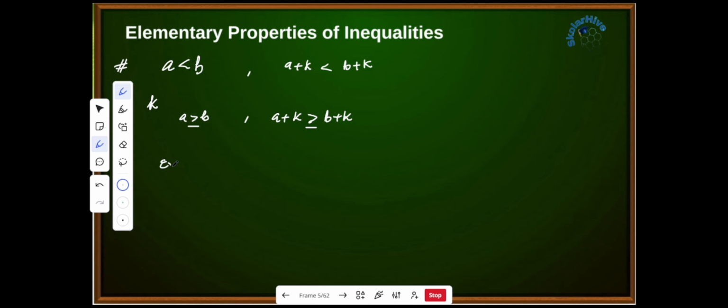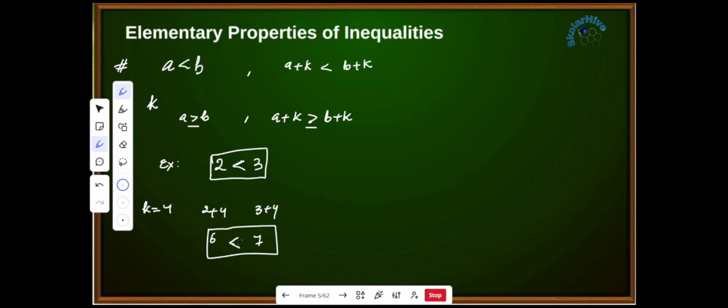For example, let's say I'm taking an inequality 2 less than 3. If you are going to take k is equal to 4, adding 4 on either side, we'll get 2 plus 4 as 6, 3 plus 4 as 7. Now here 6 is less than 7, so initially we have the inequality symbol less than. By adding 4 on either side, the result is also having the same inequality.